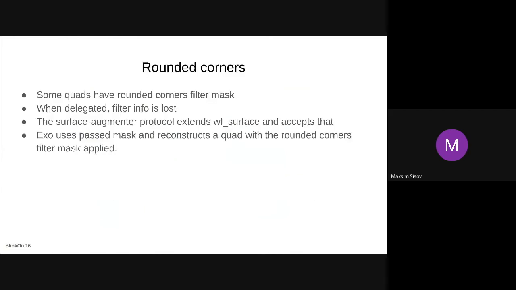Next was the rounded corners. Some of the quads, when composited on the Lacros side, can have a rounded corners filter mask. However, that information was lost when these quads were overlaid. As before, we extended the surface augmenter further and passed this information using that protocol. Now EXO uses this mask and reconstructs quads with the rounded corners filter mask applied.